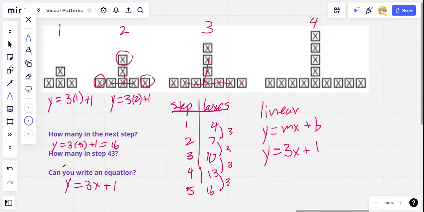And now let's use that to figure out how many boxes in step 43. So y equals 3 times 43 plus 1. So we need to multiply 43 times 3. I'll do that in my head. 3 times 40 is 120. 3 times 3 is 9, so that's 129 plus 1. There should be 130 boxes in step 43.